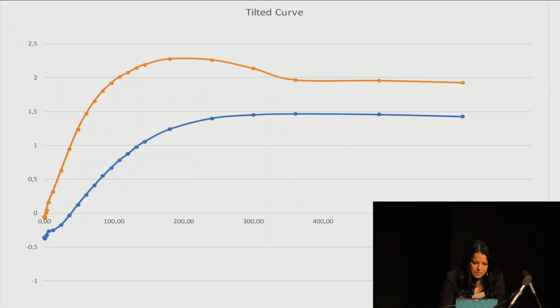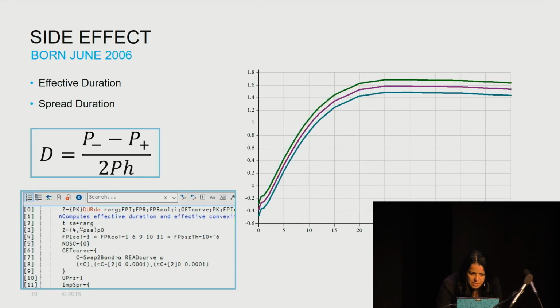And in this module, you can stress the market curve in different ways. So this is the euro market curve and a stressed one called tilt. And once we did that, as a side effect, as a freebie, we could implement just in a few lines the effective duration. The effective duration is just the first derivative of the price with respect to a vertical shift of the interest rate curve.